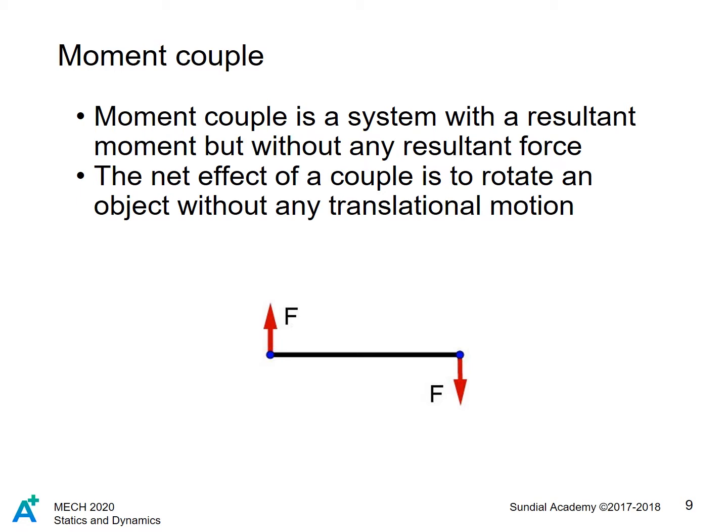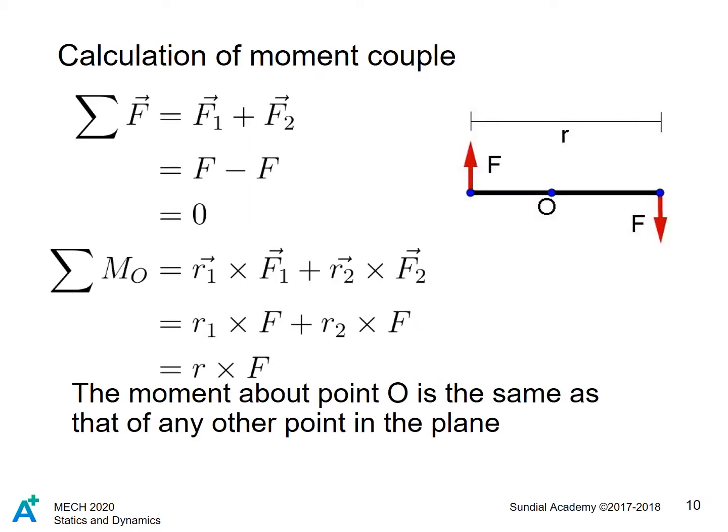Next, we will be covering moment couples. A moment couple is a system with no net force, but has a net moment. The object in the physical world would rotate or spin in place. Here we see the mathematical foundation for a moment couple. The object has no net force, therefore there is no translational movement of the center.